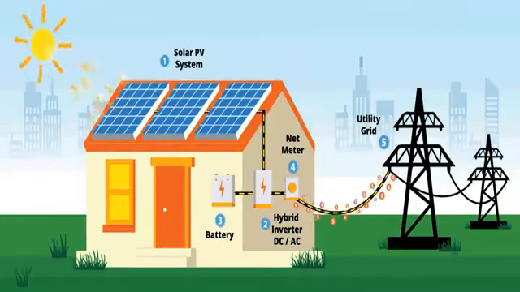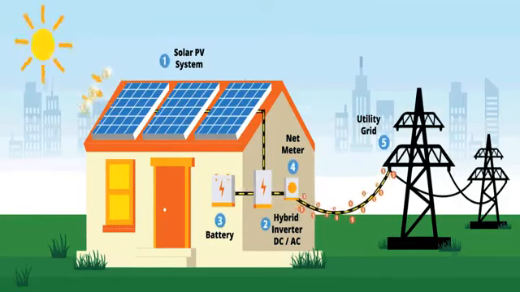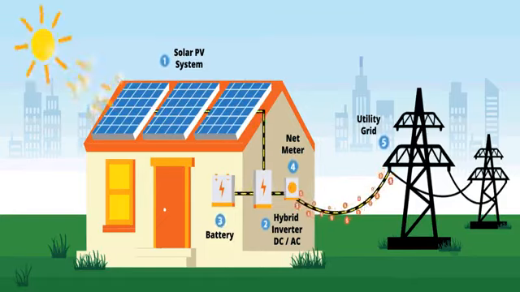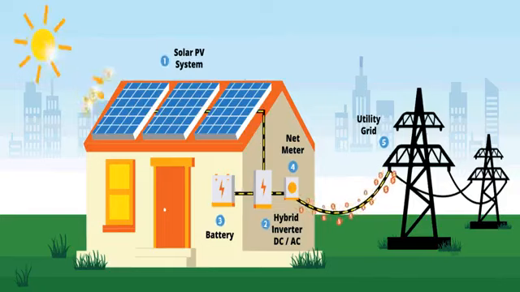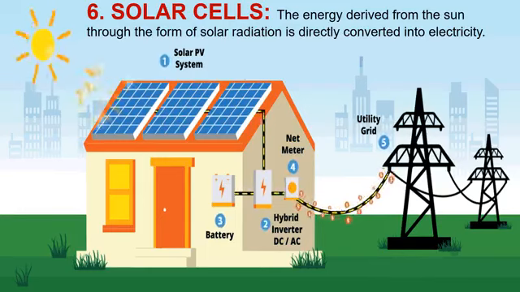Next is solar cells. The energy derived from the sun through the form of solar radiation is directly converted into electricity. This energy will continue to renew until the sun ceases to exist. Solar cells system mostly has these three main parts. 1. Modules that convert sunlight into electricity. 2. Inverters where electricity is being converted into alternating current or AC so it can be used by most household appliances. And 3. Battery that store the excess electricity produced by the system.